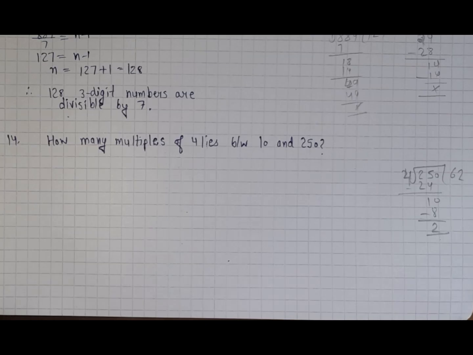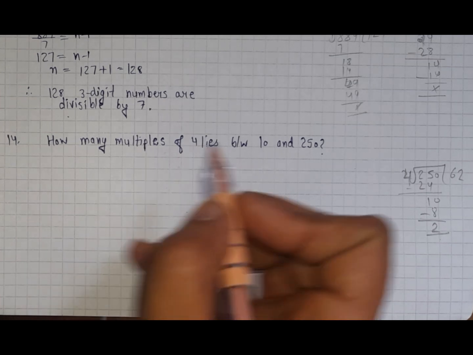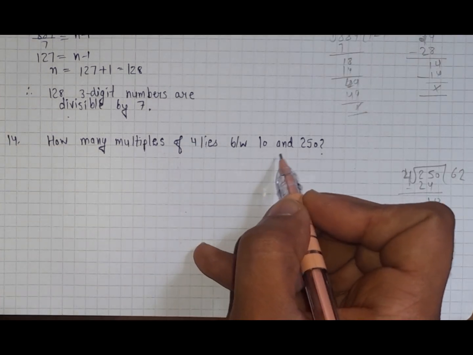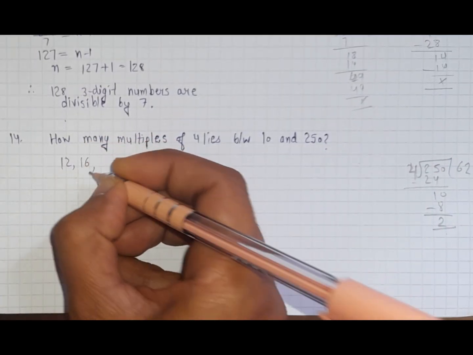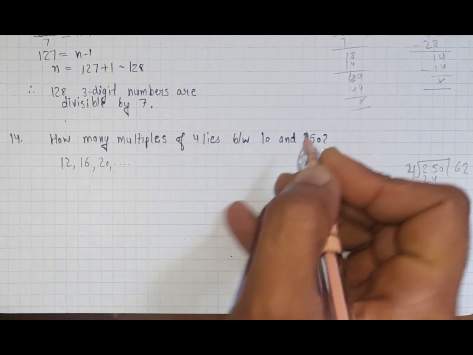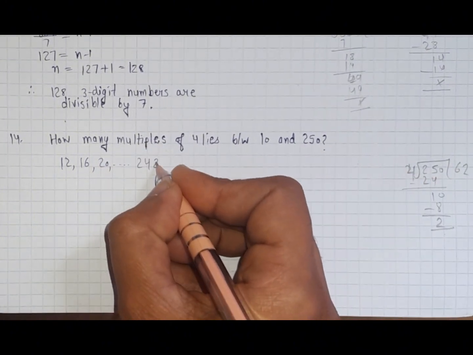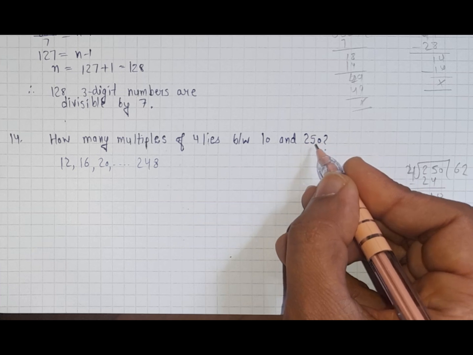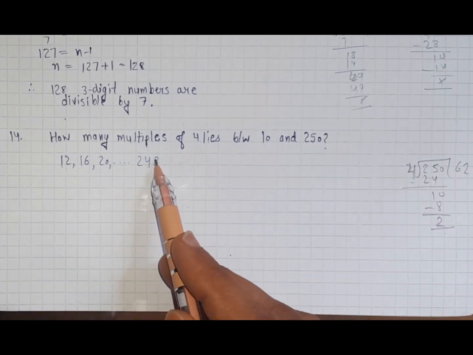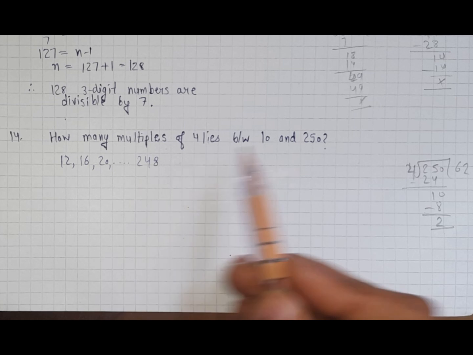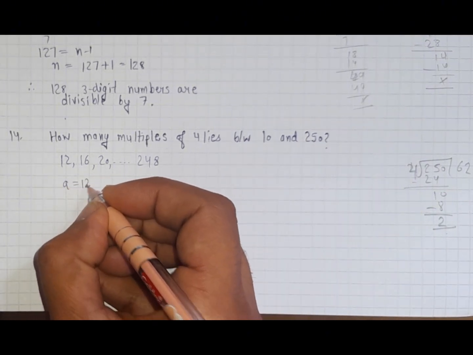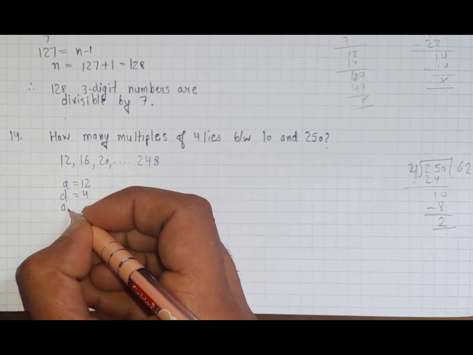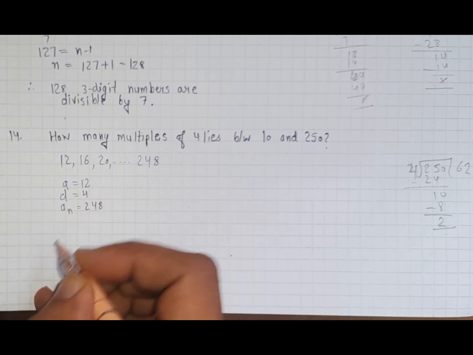14th question. How many multiples of 4 lie between 10 and 250? So the first multiple of 4 that is greater than 10 is 12. Next will be 12 plus 4, 16, 16 plus 4, 20, and up to 248, because 250 is not a multiple of 4, and also 249 is not a multiple of 4. So 248 is the last multiple of 4 in between 10 and 250. It forms an AP where a equals 12, d equals 4, and an is 248.